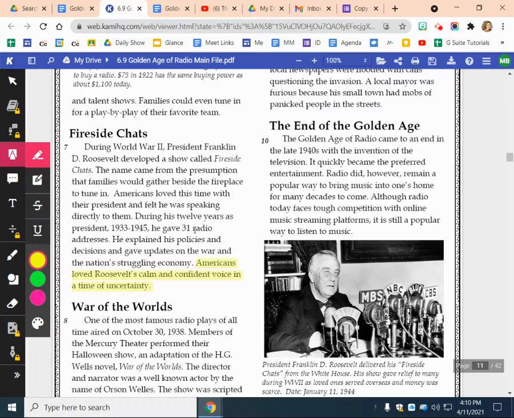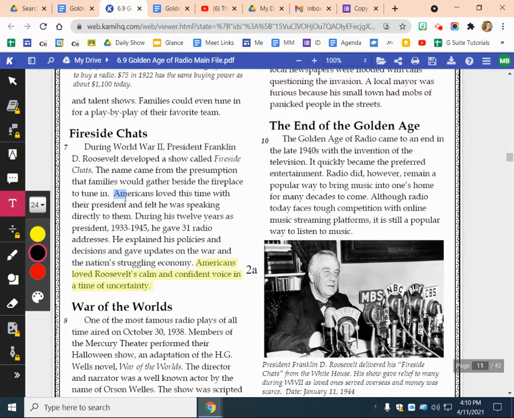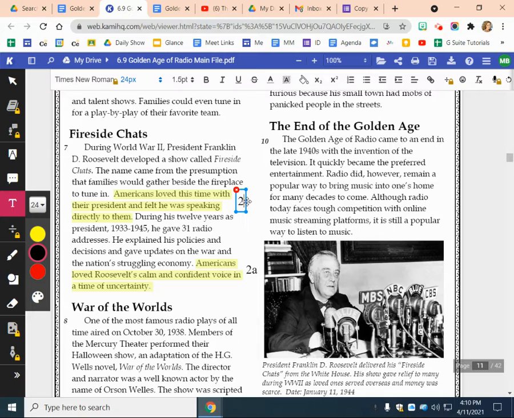And it says we need to have 2 pieces of text evidence. Let's go ahead and put in 2A, even though that's probably going to come after the other one. That's okay. It says they loved this time with their president and felt he was speaking directly to them. We're going to go ahead and highlight that one because that specifically says why they loved his fireside chats. So we're going to put 2B up here. And you can put 2A and then 2B down here. It doesn't matter the order. As long as you have both of them labeled as a 2, you're going to be fine.